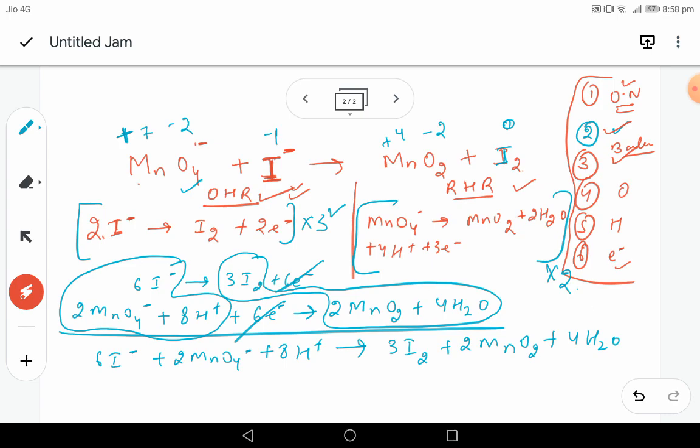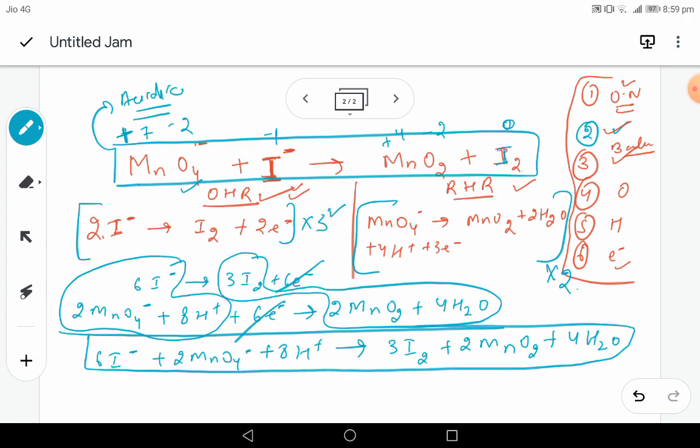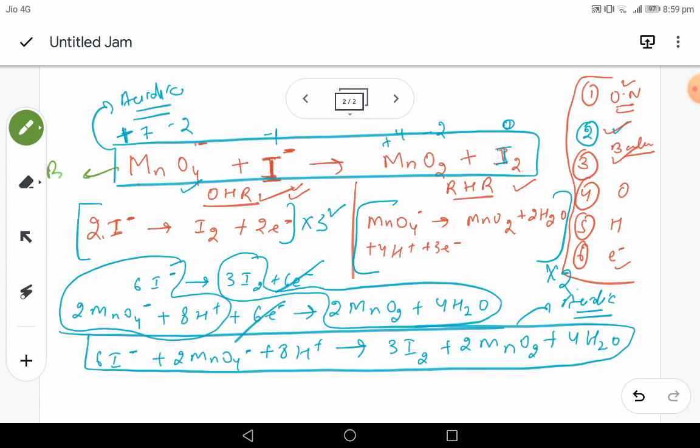Now beta, suppose it was written in the question that this particular redox reaction you have to balance in the acidic medium, then till here the balancing is done and it is in the acidic medium. Okay, so for acidic medium you need not take any special care. So this balancing is done as per the acidic medium. But let us suppose that for a change it was given that balance the same equation in the basic medium. So for the basic medium there is only one step extra to it.